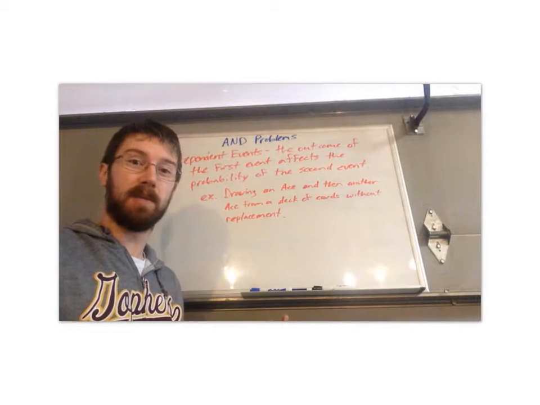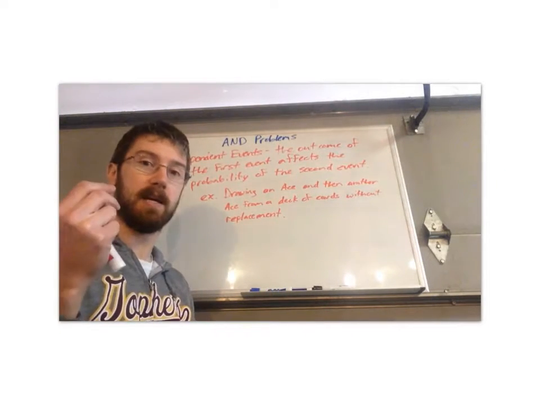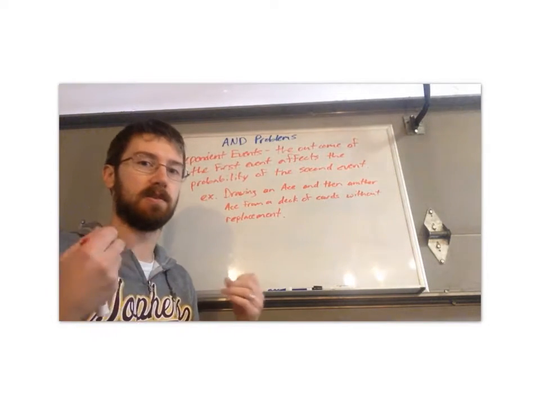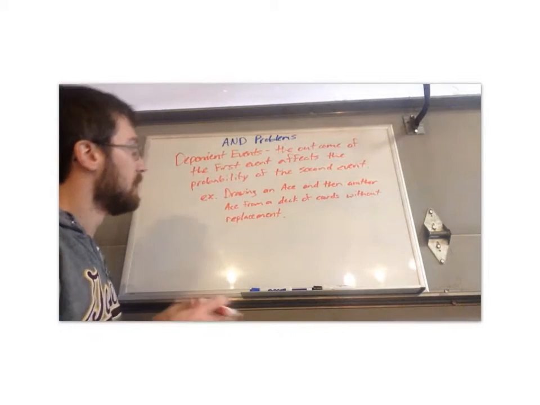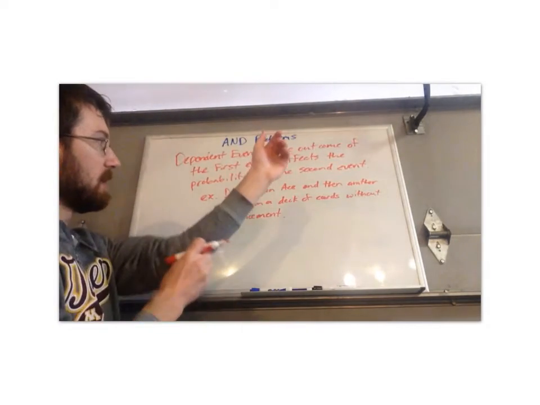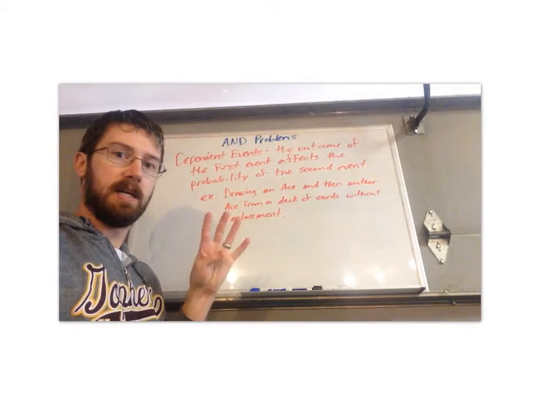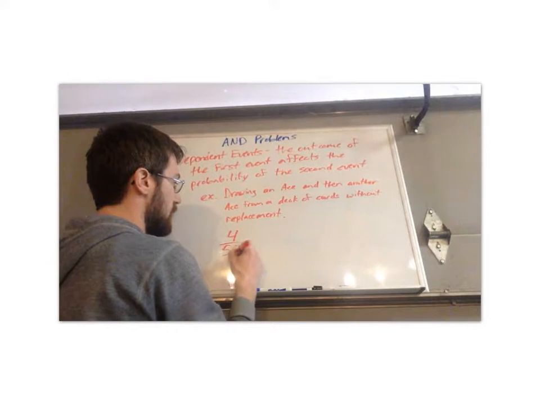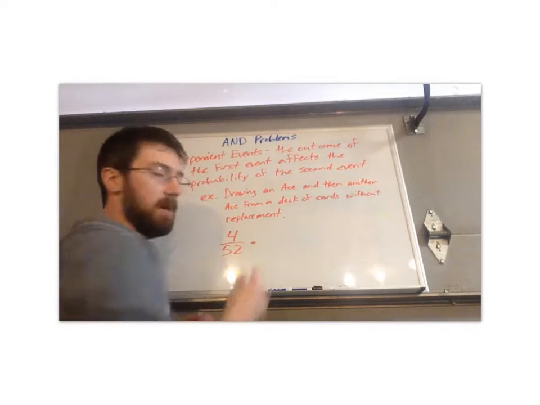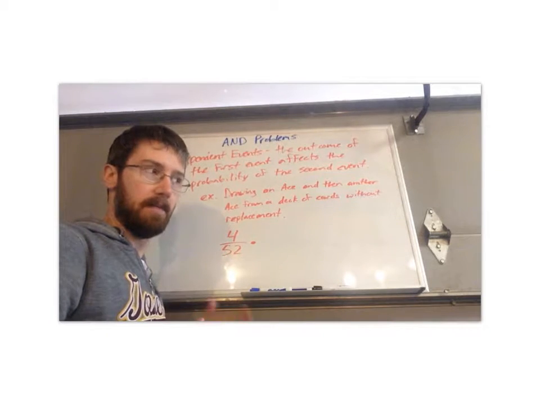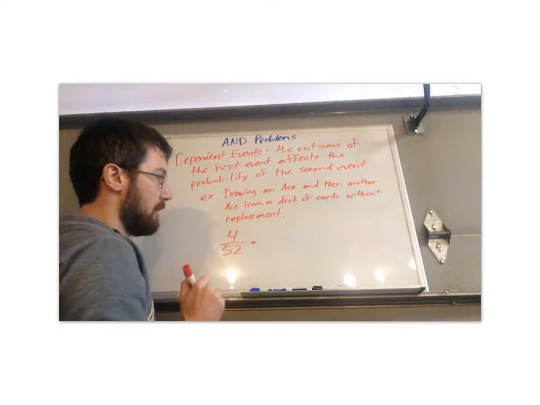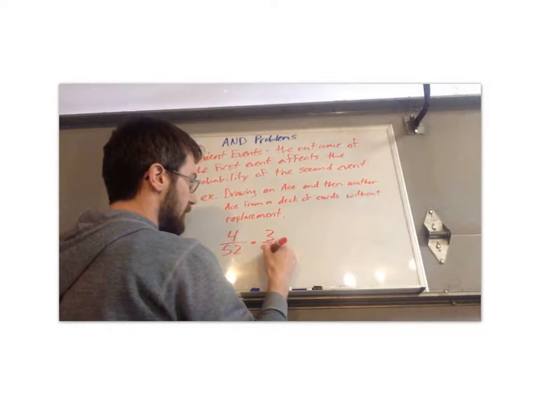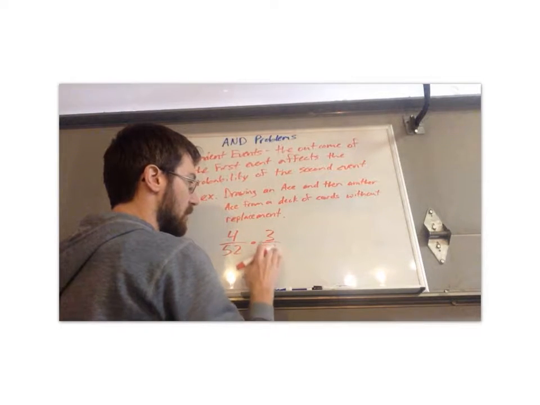If I said with replacement, this would be an independent event, because I draw the ace, put it back, maybe shuffle the cards up, and then draw another one. So there's the same number of aces and the same number of cards for the second event. But in this case, when we don't replace it, there are 4 aces in a deck of cards, so that is 4 of the 52 total. We're going to multiply again because it's an AND statement. Now that I've drawn 1 ace out, there are 3 aces left, and 51 total cards left.